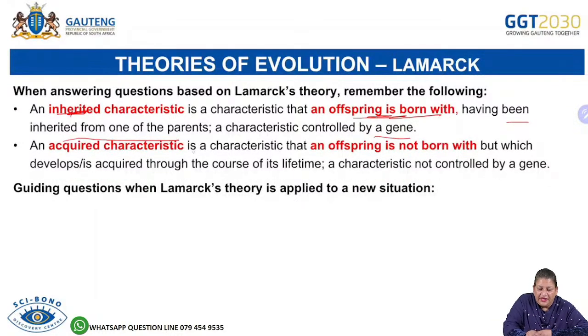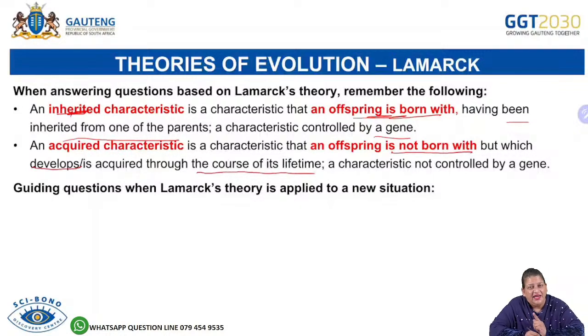Whereas an acquired characteristic is a characteristic that an offspring is not born with, but which develops through the course of its lifetime, and it's not controlled by a gene. So an acquired characteristic is not controlled by a gene, and the organism is not born with it, but develops it throughout its lifetime. For an inherited characteristic, the organism is born with the gene, and it gains the gene from its parents. So they can even ask you to tabulate the difference between an acquired characteristic and an inherited characteristic, and you need to know that, okay?